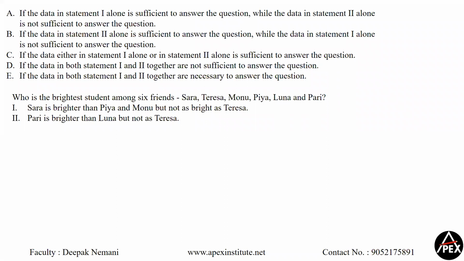Yes, guys, time is up. Okay, E: together are necessary. Let's see. So who is the brightest student among 6 friends? We need to find the brightest student. Now Sarah is brighter than Tia, and Momo, but not as bright as Teresa.